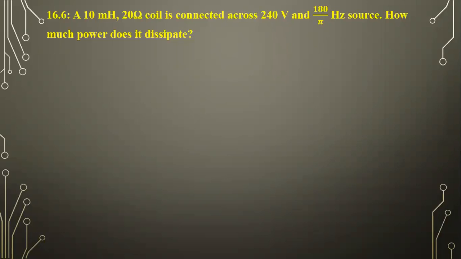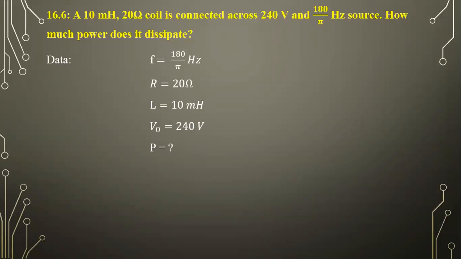In this electric circuit, two basic components are mentioned: an inductor whose inductance is 10 millihenry, and a resistance of 20 ohm, and both are connected in series with a source whose total voltage is 240 and the frequency is 180 over pi hertz. So calculate the power dissipation in this electric circuit.